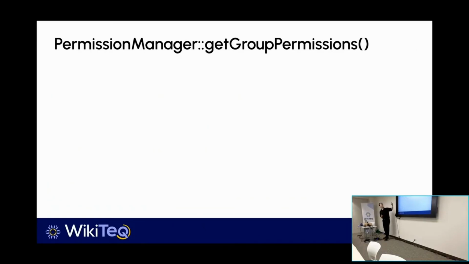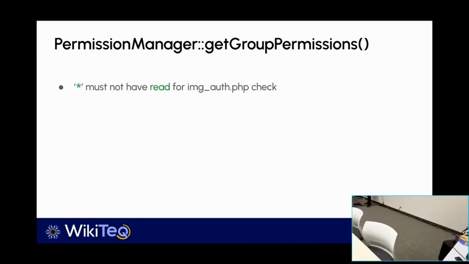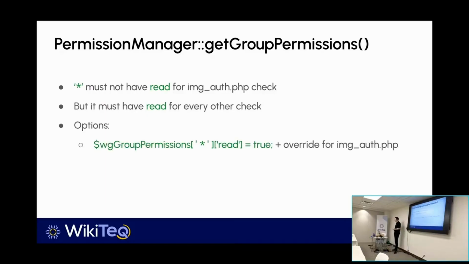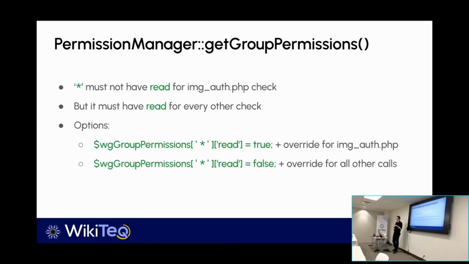So how does this get group permissions function work? Well, we need it to say the star doesn't have read rights at this one check, but it should have read rights everywhere else. So our options are either set our configuration to have those read rights and then somehow fix it so they don't in one place, or set the configuration to not have read rights and do that somehow fixing magic every other time the method is called. So we went with the first option. We are going to somehow hack the permission manager so that in this one place, when requesting group permissions from image auth, star will not have read rights.